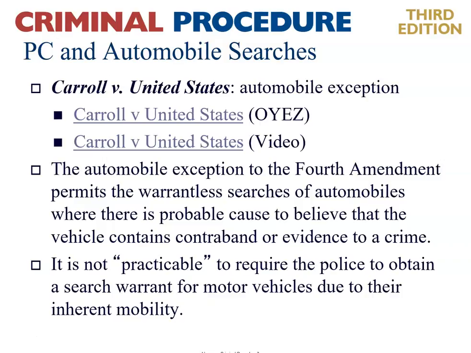So, the U.S. Supreme Court first established the automobile exception in 1925 in a case called Carroll versus United States. And I've got a link to a video and also to the case itself if you want to look at it. But the automobile exception to the Fourth Amendment, again, permits the warrantless search of a vehicle where there is probable cause to believe that the vehicle contains contraband or evidence to a crime. And the court held in this case that it is not practical to require the police to obtain a search warrant for motor vehicles most of the time, pretty specifically due to their inherent mobility.